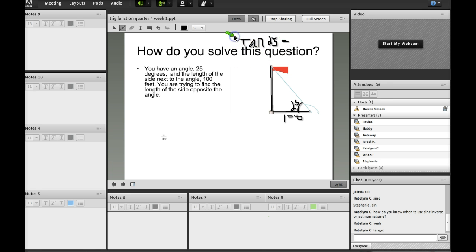Okay, so tangent of 25 degrees is SOHCAHTOA. So it's TOA. It's opposite over adjacent. So we don't know what opposite is. That's what we want to find out. This is what we have. Opposite over adjacent. Okay? So think about some algebra here. How would you figure out what the opposite side is? How can you rearrange this equation to find your x value?